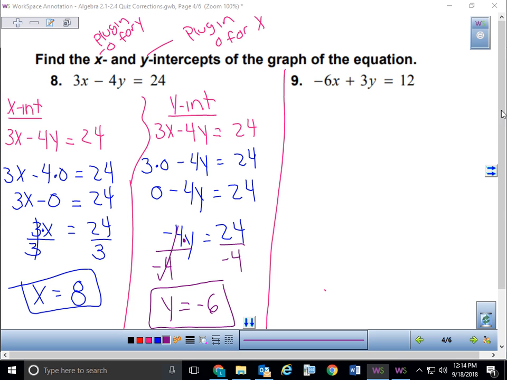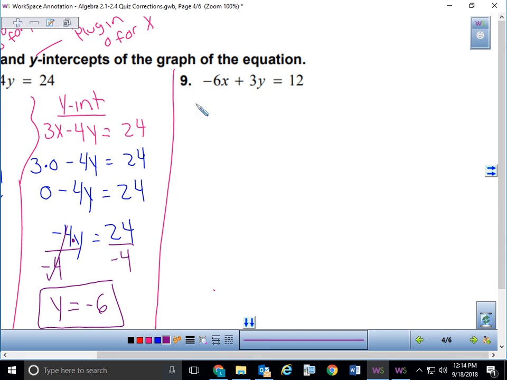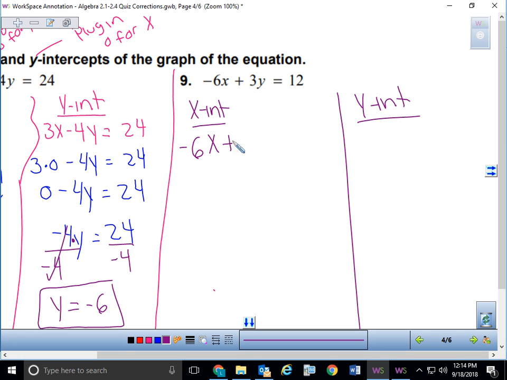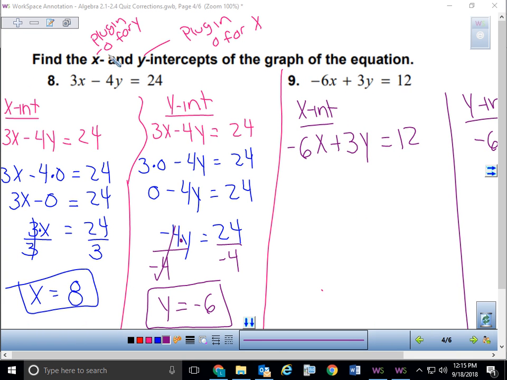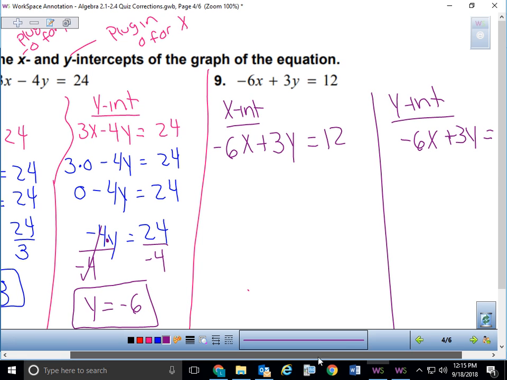Okay, moving on to question 9. Same idea. I have the x-intercept I have to find, and the y-intercept I have to find. Start by rewriting my problem. I have negative 6x plus 3y equals 12. Find the x-intercept. It says plug in 0 for y. Alright, that's what I'll do.